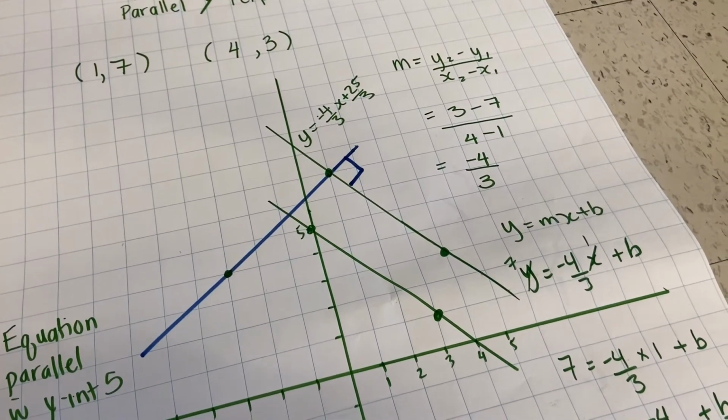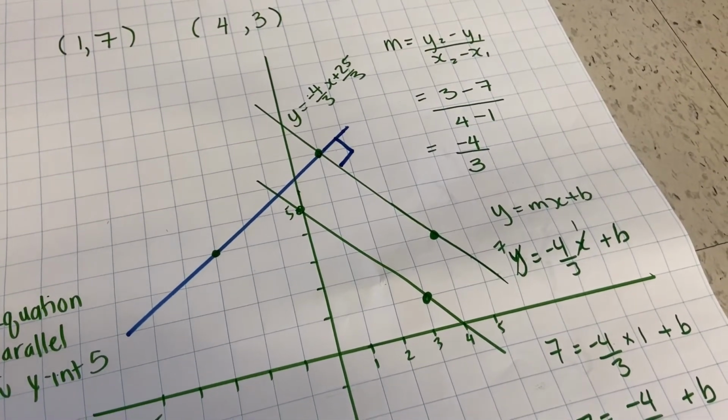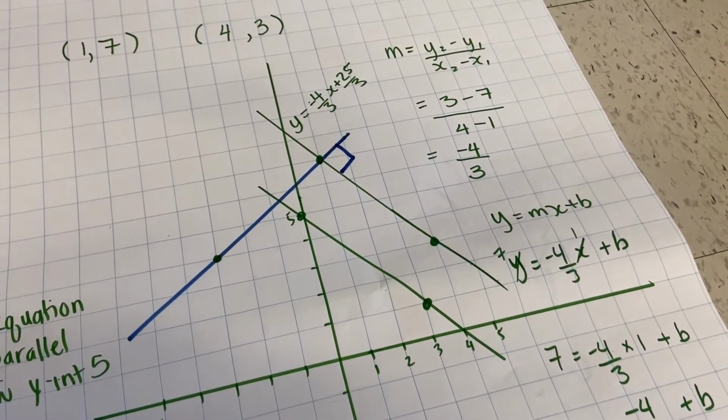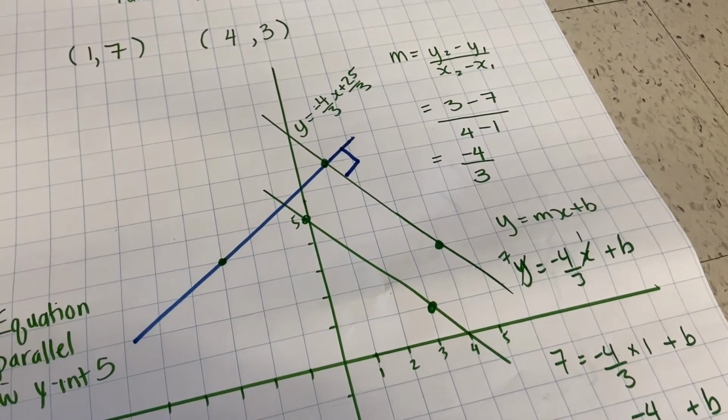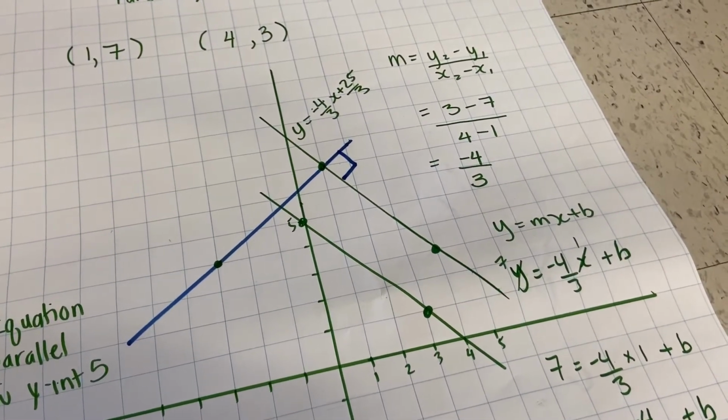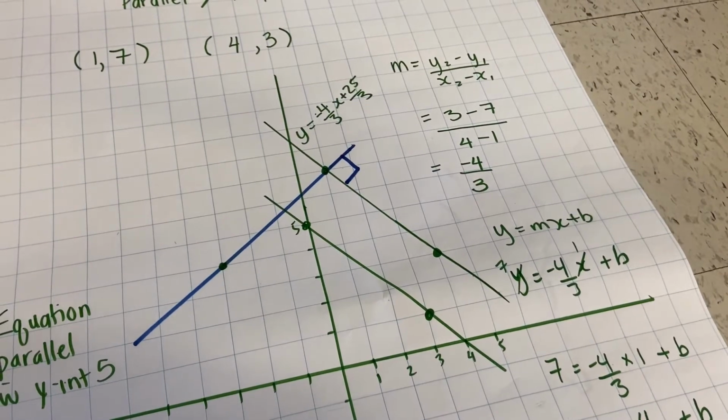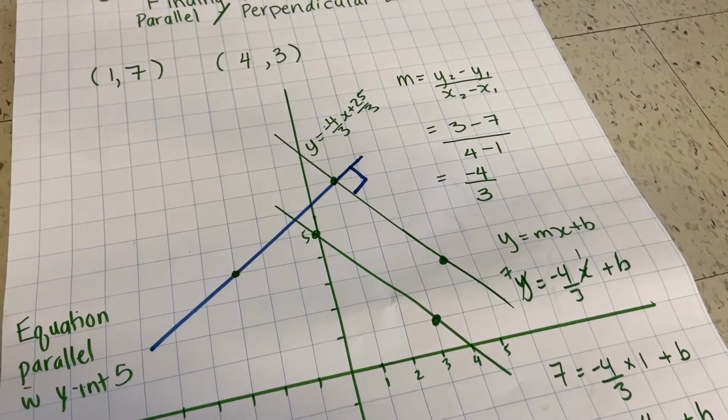I'm back on my chart paper, and I've drawn the blue line. And this blue line is perpendicular to the green line. I've taken out my protractor and I've checked the angle between the green line and the blue line, and I see it's a 90-degree angle.